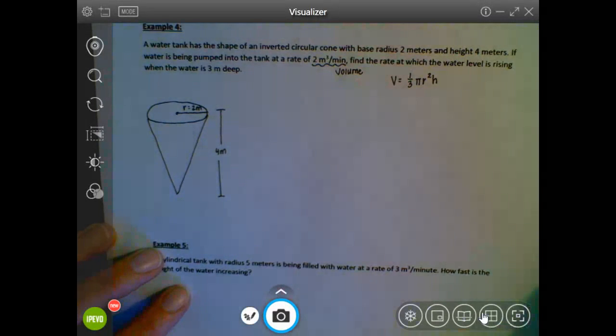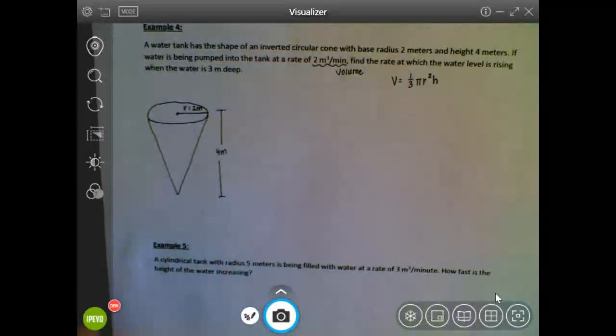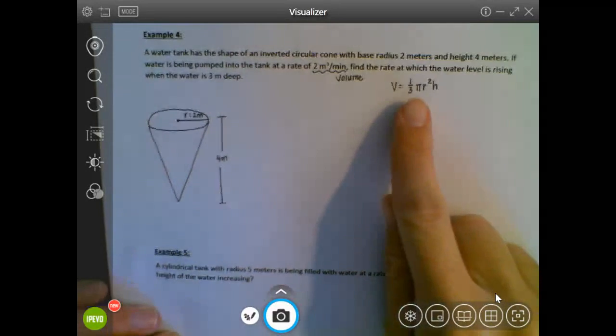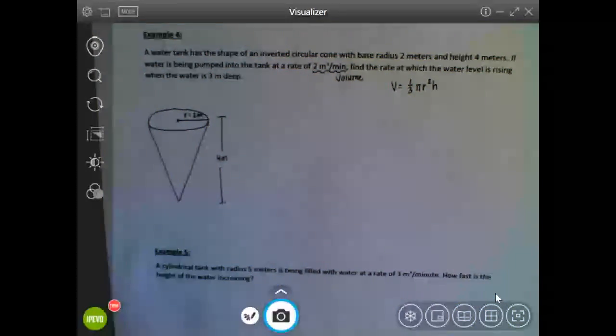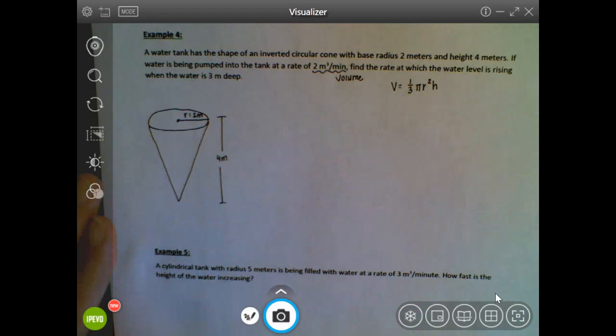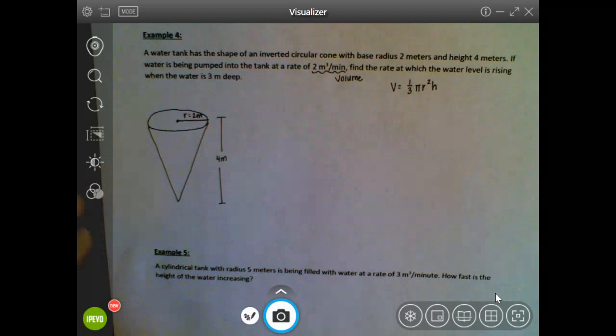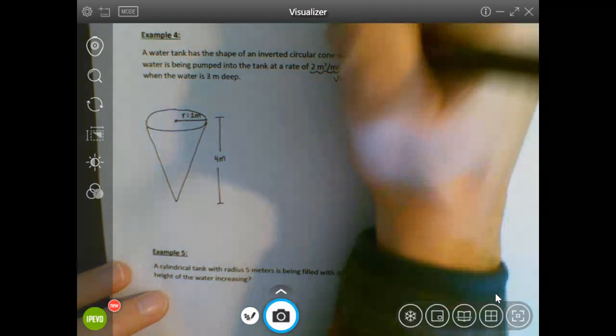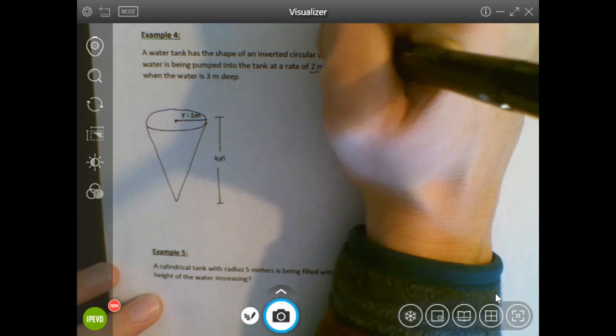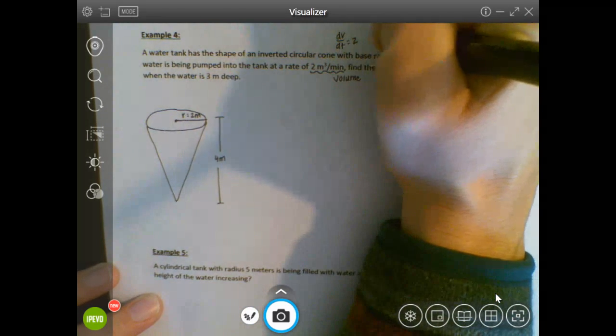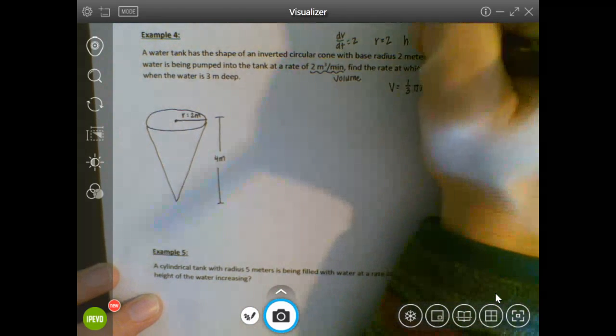But there is actually a way that we can rewrite this formula just in terms of one single variable. That's going to be majorly helpful because then we don't have to use the product rule, and it's going to make our lives a lot easier when we go to fill in what we know. So we know right now that dV/dt is 2, and we know that we have a radius of 2, and a height of 4.